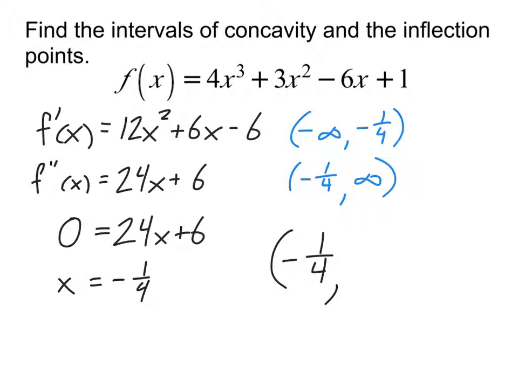Within each of those intervals, I need to know, is it concave up or concave down? Remember how I know that? I know that by figuring out when the second derivative is positive or negative. So I'm going to take some point from that interval and plug it into the second derivative. For this first interval, I'm going to use -1. It seems like a nice, easy number. If I plug -1 in for x, 24 times -1 is -24. -24 plus 6 is negative. Since that gave me a negative number, that tells me that it is concave down.